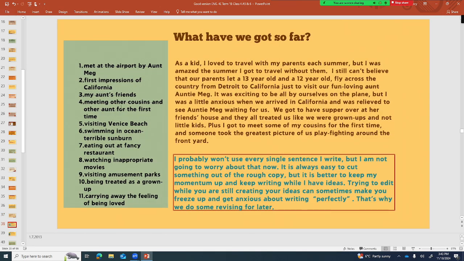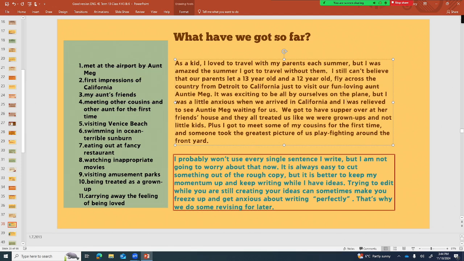Okay, so I went through bit by bit. We've read that part. It was exciting to be all by ourselves in the plane, but I was a little anxious when we arrived in California, and I was relieved to see Auntie Meg waiting for us. I must confess, because I was like, I'm going to the States and California, and it's huge, and what if she's not there, right? So we got to have supper over at her friend's house, and they all treated us like we were grown-ups and not little kids. Plus, I got to meet some of my cousins for the first time, and someone took the greatest picture of us play fighting around the front yard.